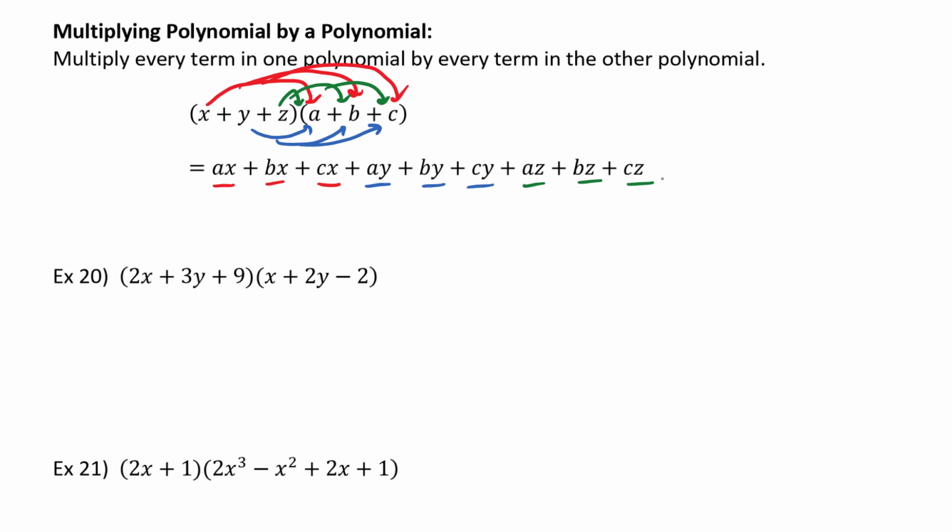Let's try 20 together. Let's first distribute the 2x here, here, and here. What I get now is I get 2x squared plus 4xy minus 4x.